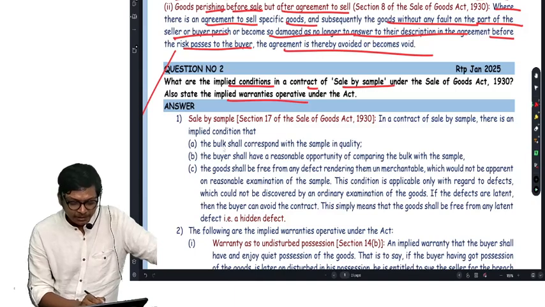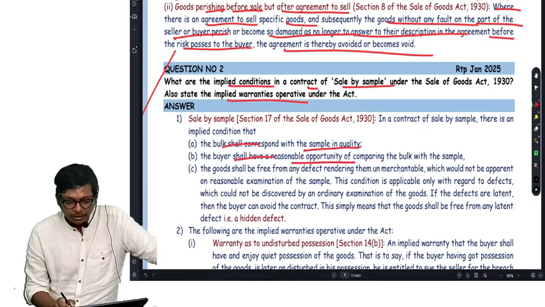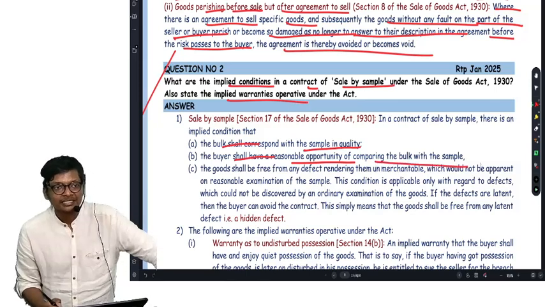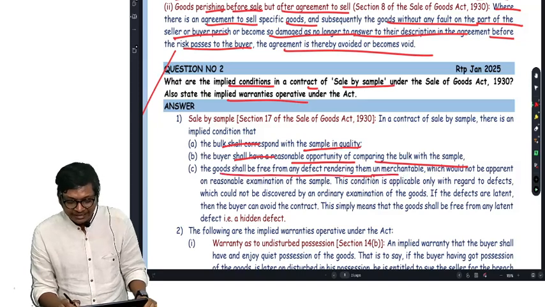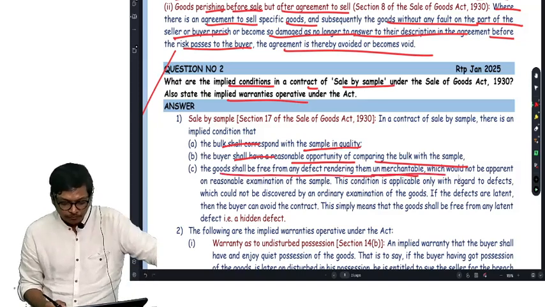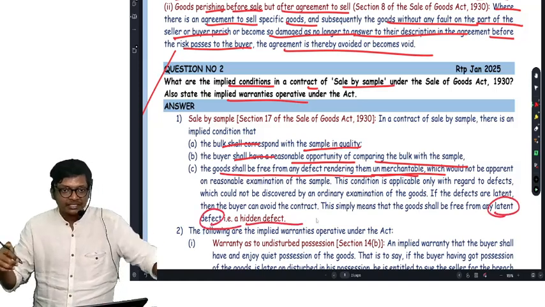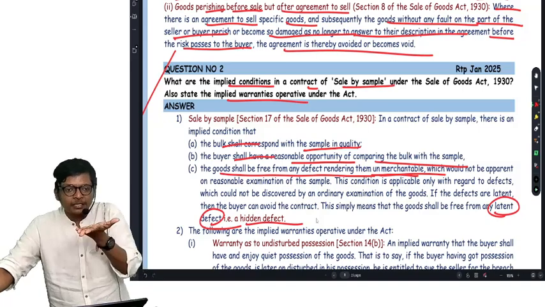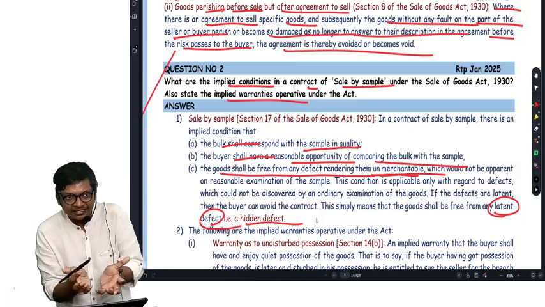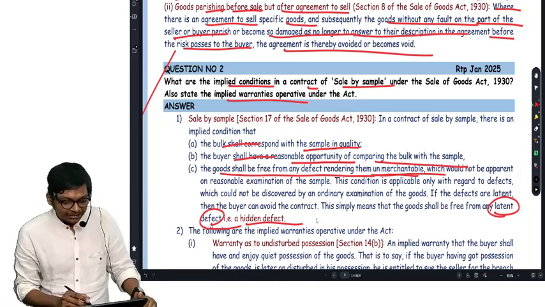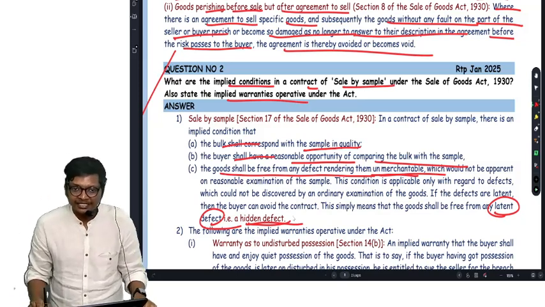In the same way, the bulk should correspond with the sample, and the buyer should have a reasonable opportunity of comparing the bulk with the sample. That opportunity I should have to compare. Then the goods shall be free from any defects, meaning free from latent defect, hidden defect. Sir, I purchased rice. I just looked at the sample and it was good. I purchased 30 kgs. In the bottom of the bag, the last 5 kgs is spoiled. That is nothing but a hidden defect, which I can't find out. Are you understanding, guys? Clear?